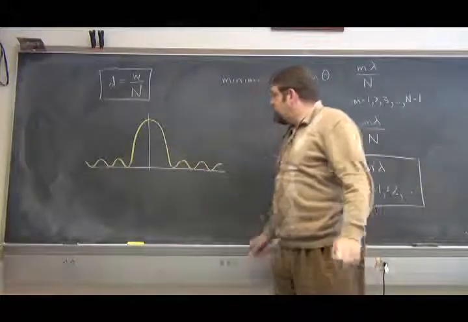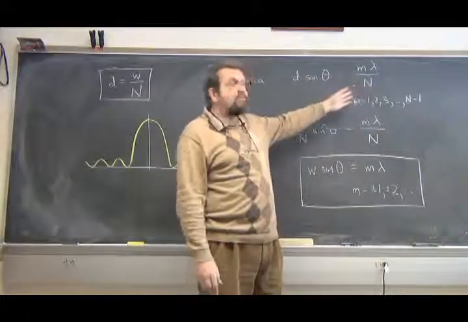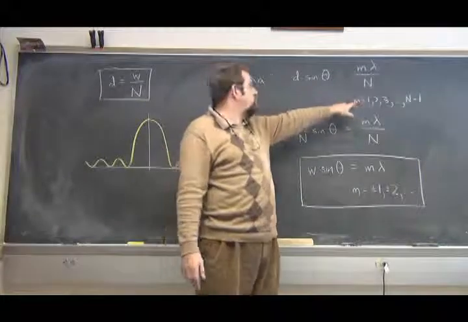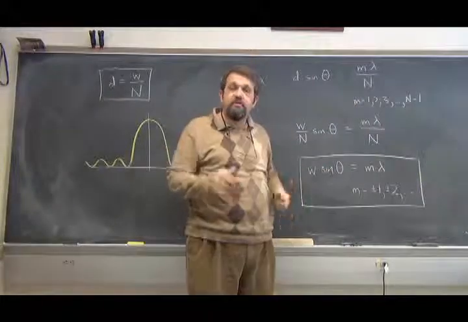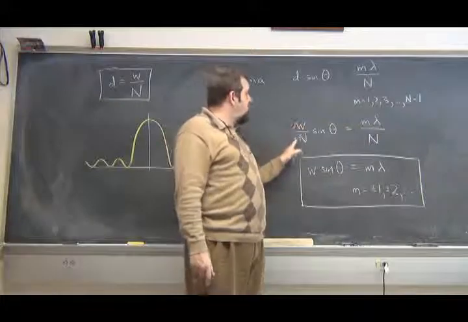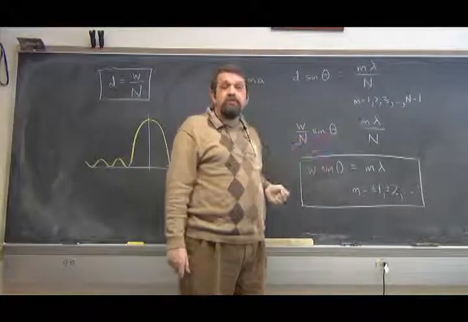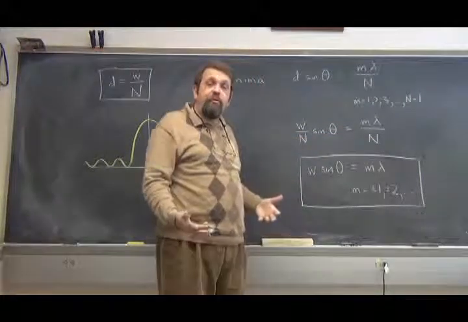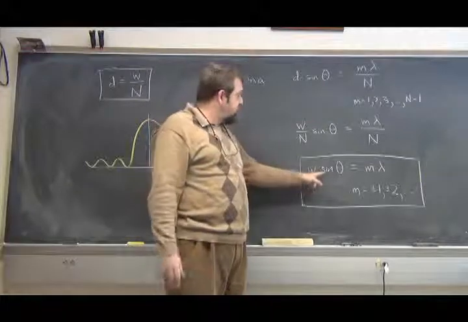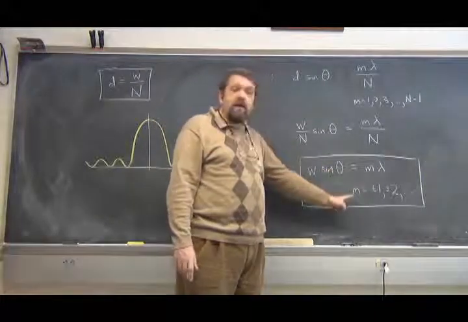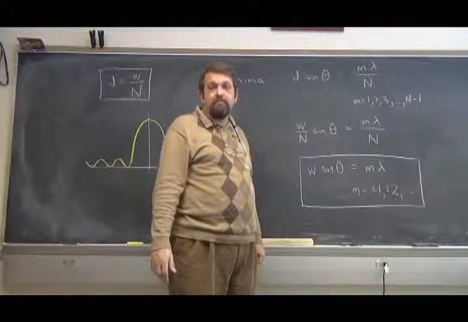By the way, these are the locations of the minima to the right of that central maximum. The ones to the left will be located in pretty much the same kind of place, except we'll take m to be negative. So m could be plus or minus 1, plus or minus 2, and so on. But m is not 0. Where m is equal to 0, we have the central maximum. So d is W divided by N. So we have W over N sine theta is m lambda over N. We can multiply both sides by the number of slits, and we have an equation for the locations of the minima. W, the width of the overall slit, times the sine of theta, is m times lambda, where m is plus or minus 1, plus or minus 2, and so on. That's the location of the minima.